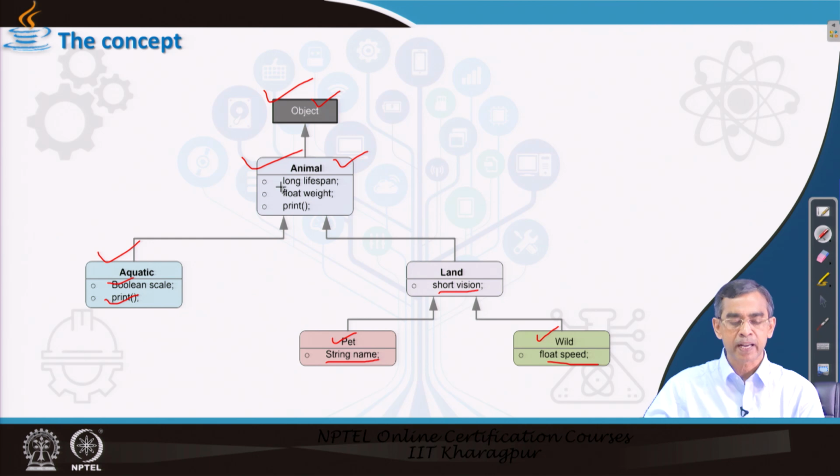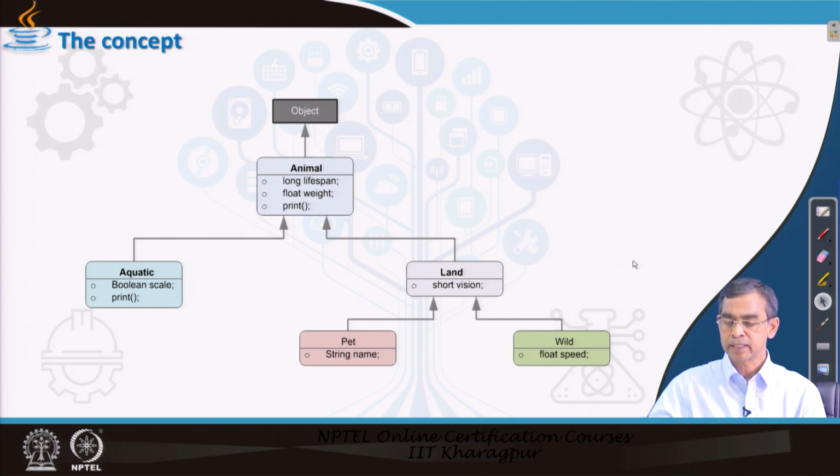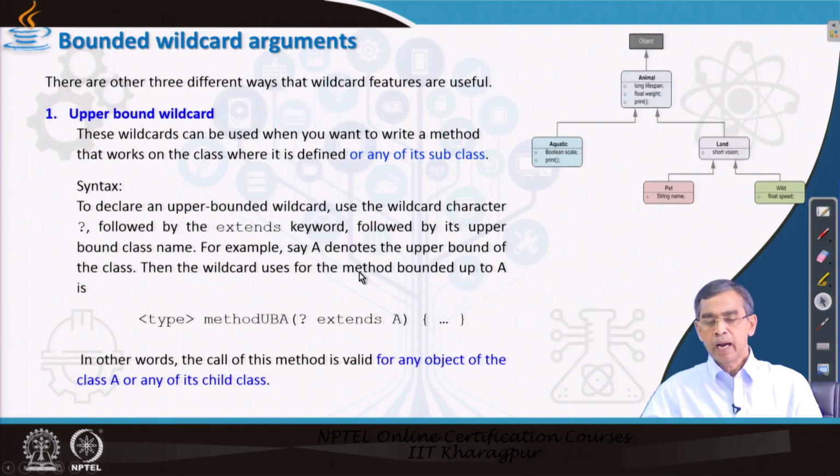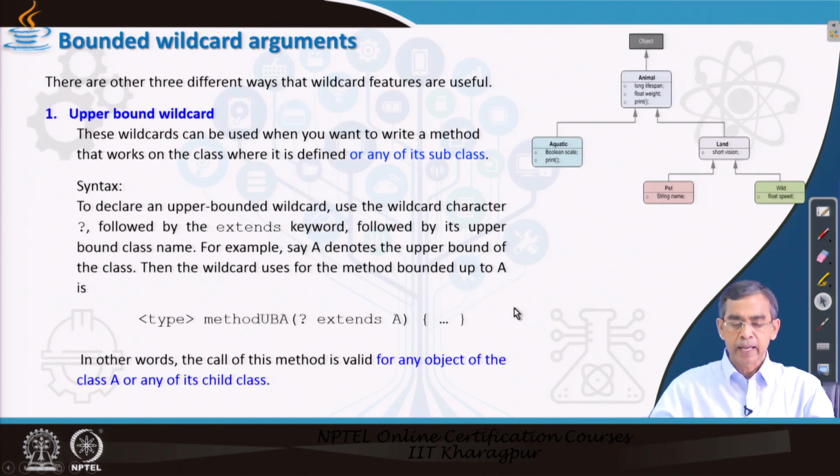That means we want to define first the Animal class, Aquatic class, Land class, Pet class, and Wild class with the generic concept. Now, let us see how we can define it. There are a few small parts of the program regarding the definition of each class. Okay, so, and here I want to say one thing.